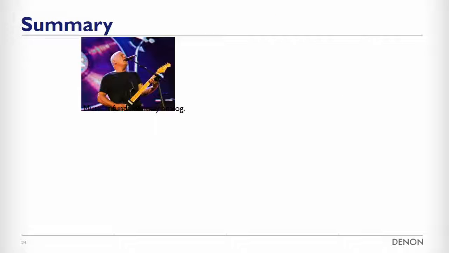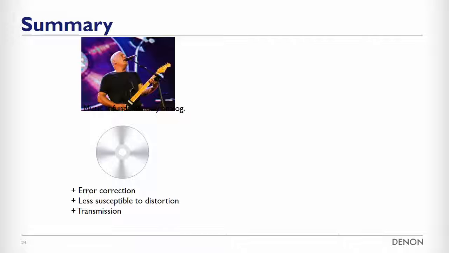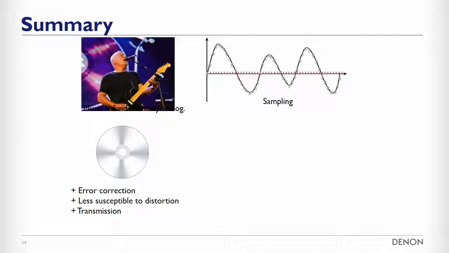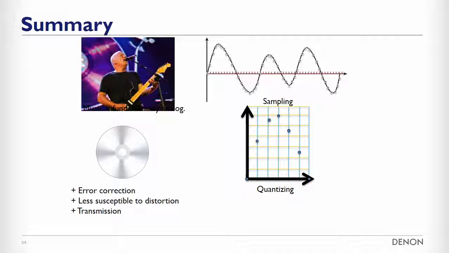We have now arrived at the end of this training. We started this training showing that music is essentially analog. We showed the reasons why music is digitized, for example, error correction, less susceptibility to distortion, and transmission capabilities. The digitizing process is done in 2 steps. First, the continuous time signal is made discrete by applying sampling. Then quantizing is applied, which allows only certain values for a sample. We saw that the higher the resolution applied to both steps, the better the result for the final analog signal that gets reproduced by your loudspeakers.